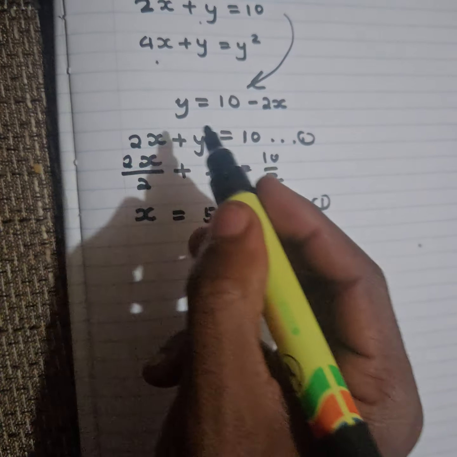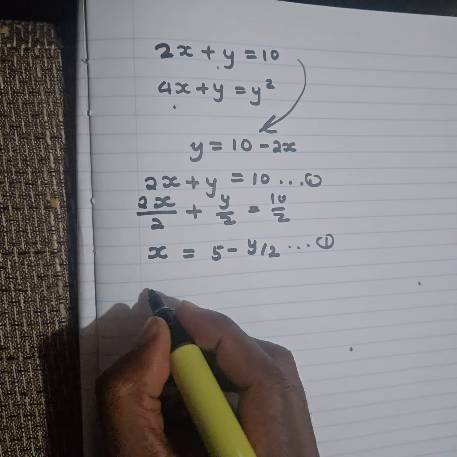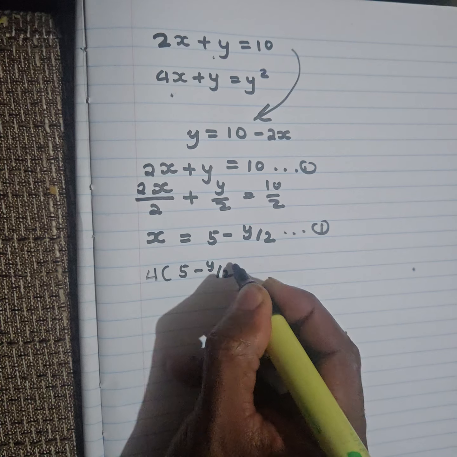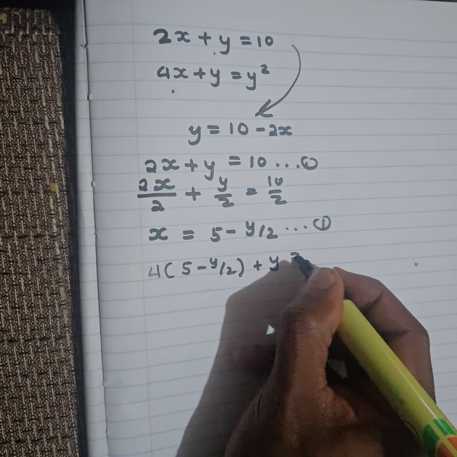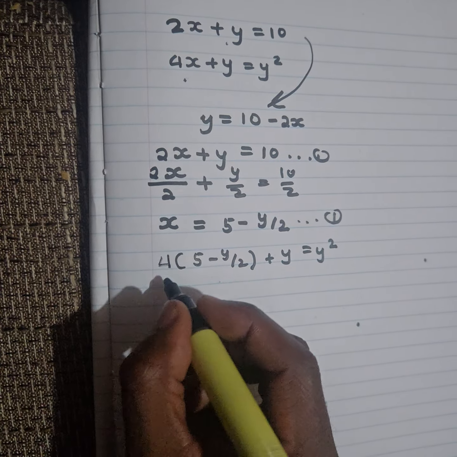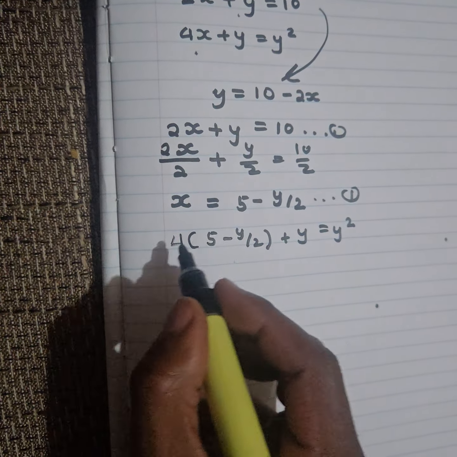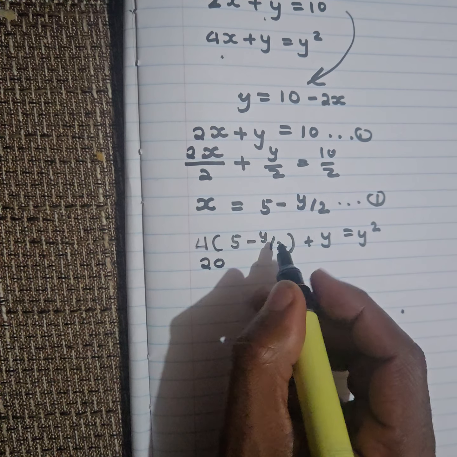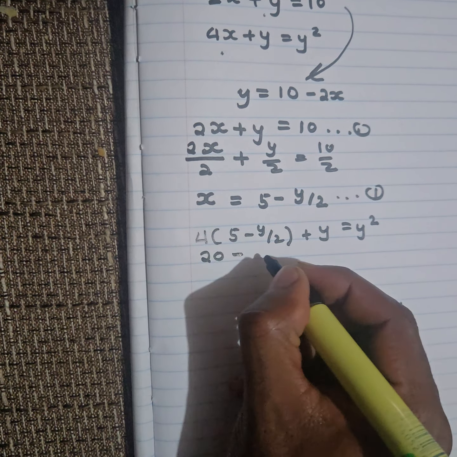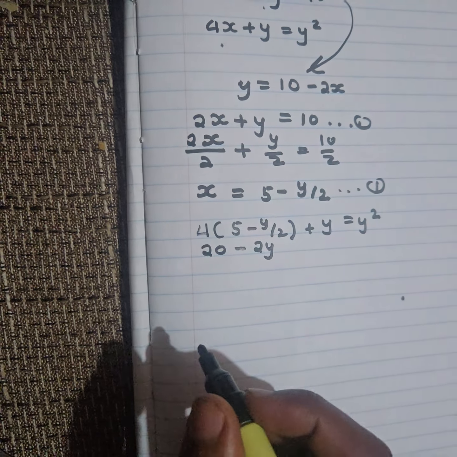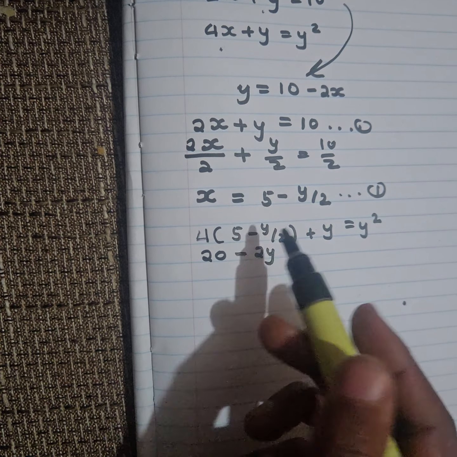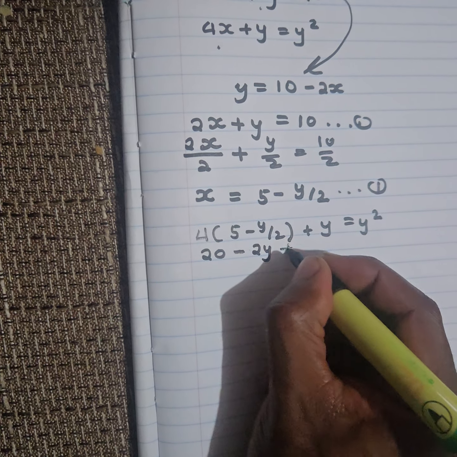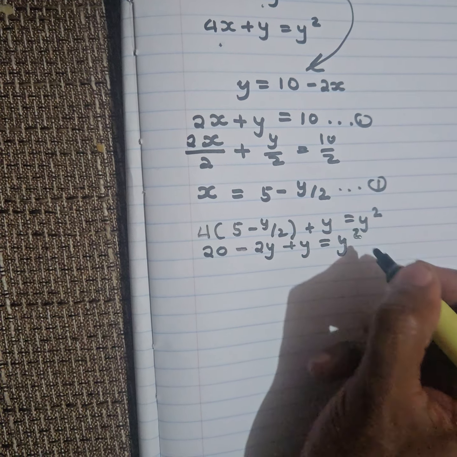All right, so then we just substitute into the second equation, and then we have 5 minus y over 2 plus y equals y squared. And then we just multiply the 4 inside. This 4 by 5 is 20. 4 by y over 2 is 2y, because it's 4 divided by 2, which is 2, and you have 2 left, which is 2y, plus y equals y squared.